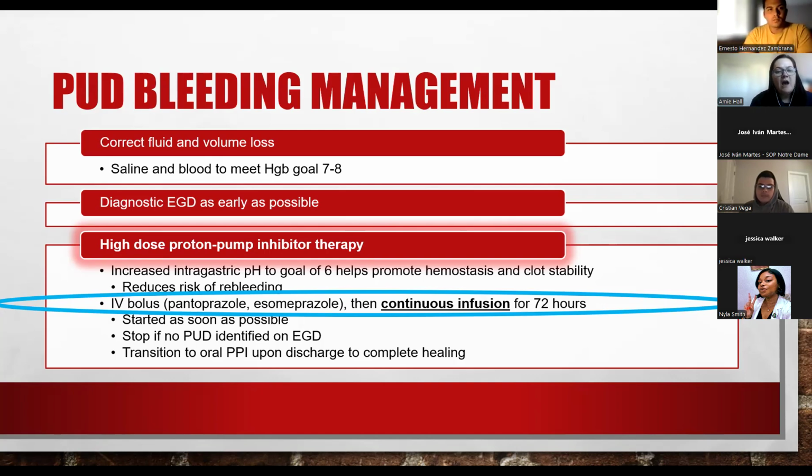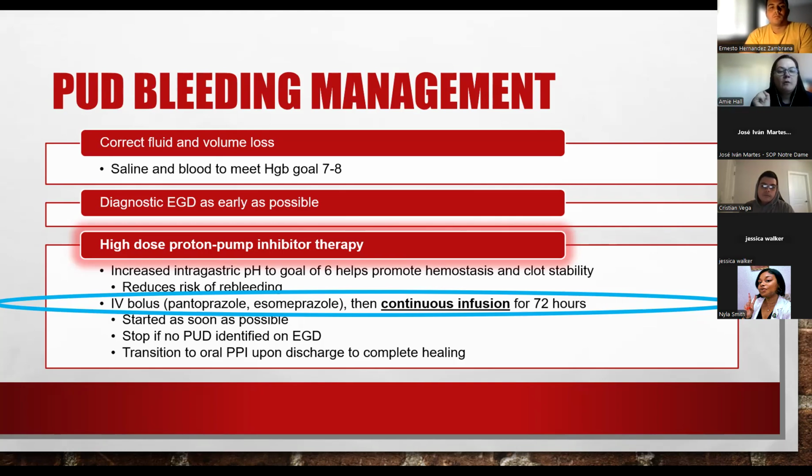And the reason we do the IV bolus and the continuous infusion is because we avoid having to be absorbed, going and being activated and turning off the activated pumps. We get those pumps to turn off a lot faster with that IV bolus and that continuous infusion. As soon as we get those pumps down, that pH in the stomach rises, we get stability so that those clots can form and the bleeding stops.